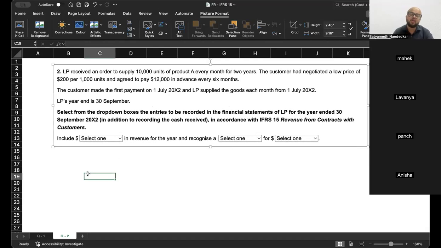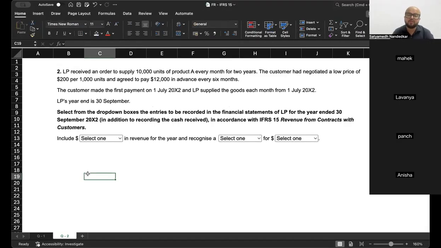LP received an order to supply 10,000 units of product A every month for 2 years. The customer had negotiated a low price of $200 per 1,000 units and agreed to pay 12,000 in advance every 6 months. The customer made the first payment on 1st of July 2002 and LP supplied the goods each month from 1st of July 2002. LP's year end is 30th September.